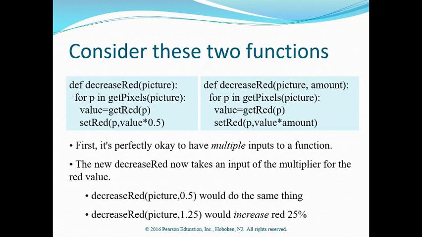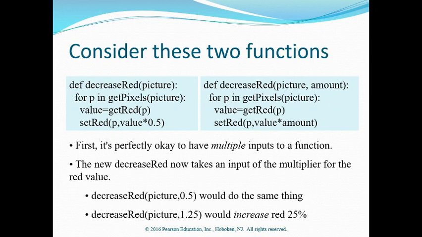But consider these two functions. We have decrease red. We go through each pixel. We get the red value of each pixel, and then we set the red to 0.5 times the value on the left side. On the right side, we actually set the red. We do value times an amount.